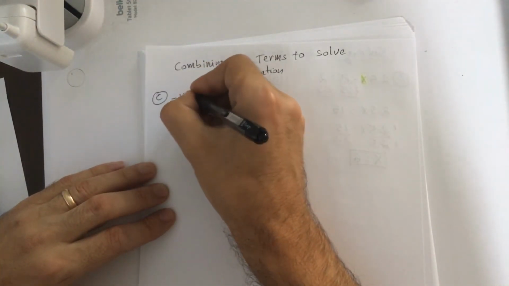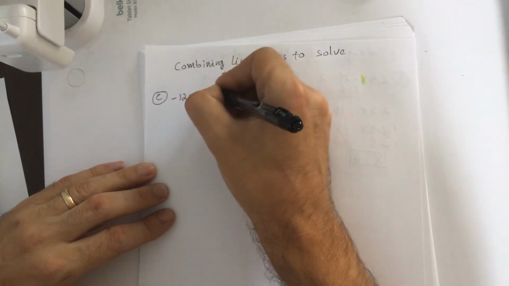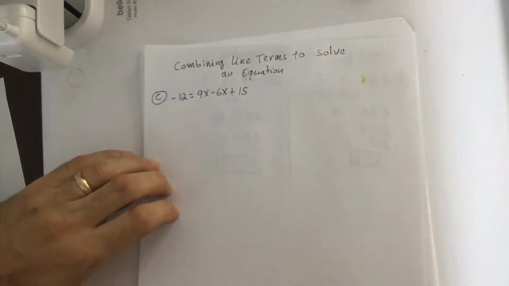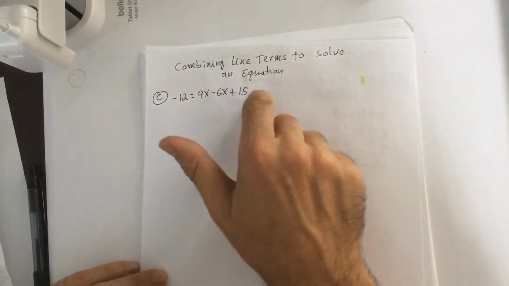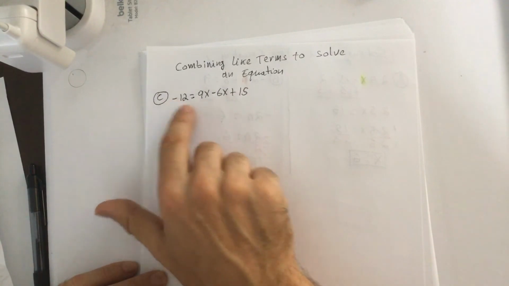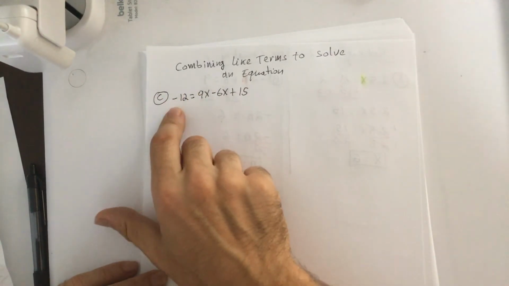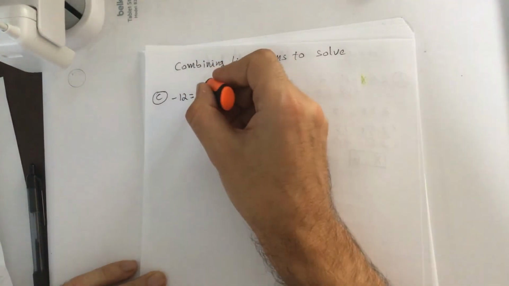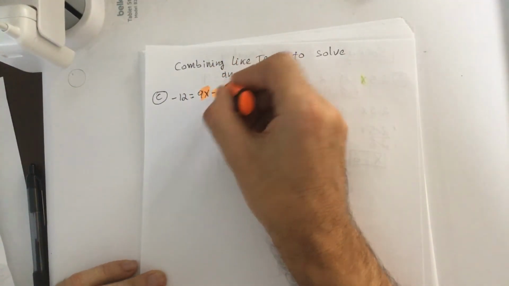We got negative 12 equals 9x minus 6x plus 15. Notice in this example, we have several x's there. It's not only one x. So before you do anything, you gotta look at both sides of the equation and see if you can combine like terms. On the left side, there is nothing that you can combine. It's a negative 12, it's a constant. And on the right side, well, we got the x's on the same side of the equation, so that means that we can combine like terms because they're on the same side.